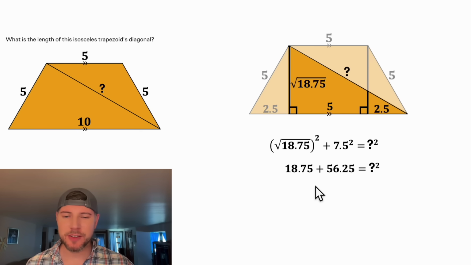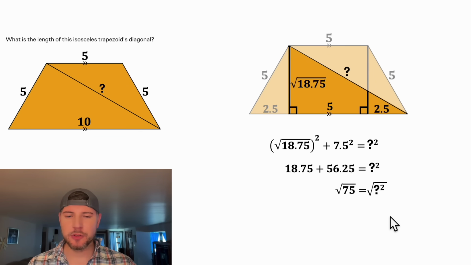And then 18.75 plus 56.25 gives us exactly 75. And then to get the question mark by itself, let's square root both sides of the equation. On the right-hand side, the square root and the square will cancel each other out.